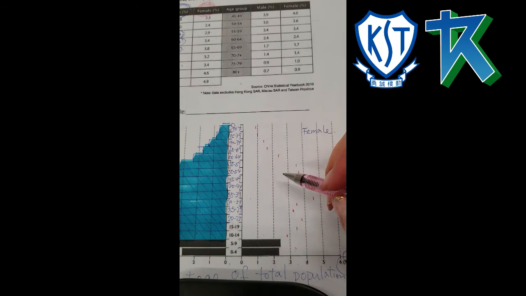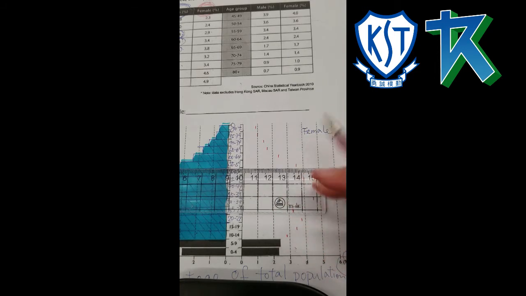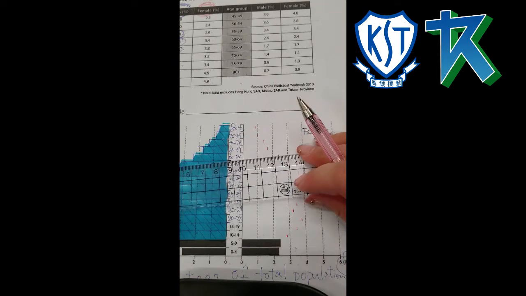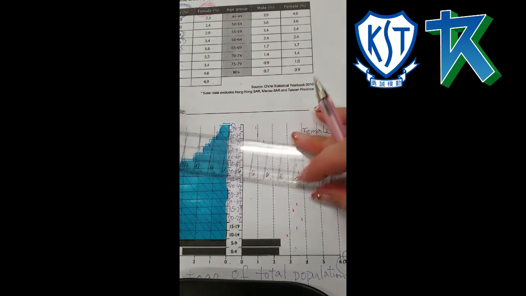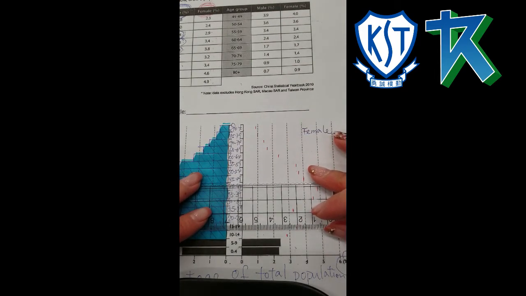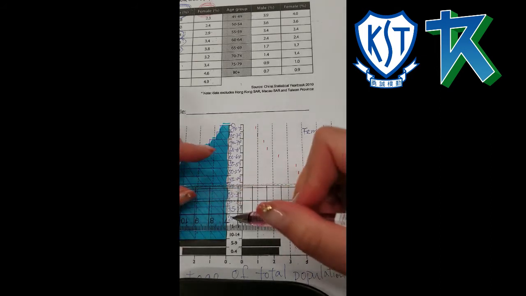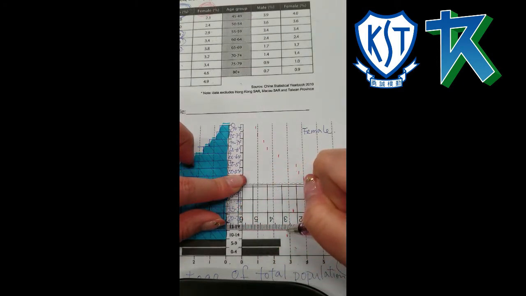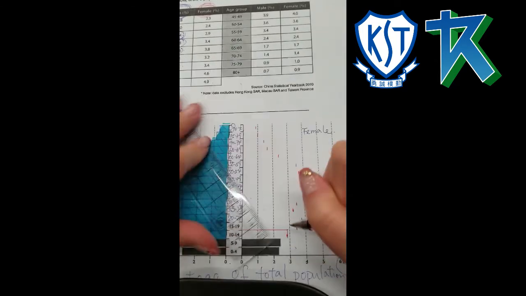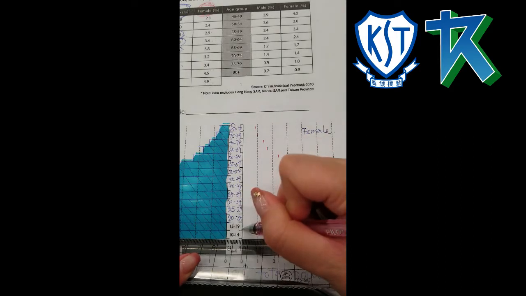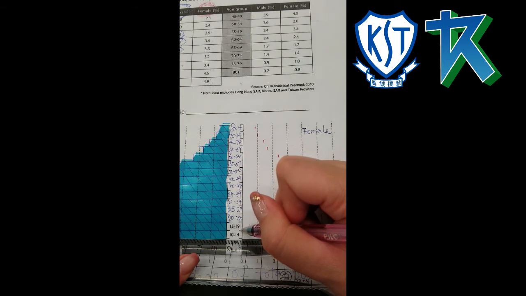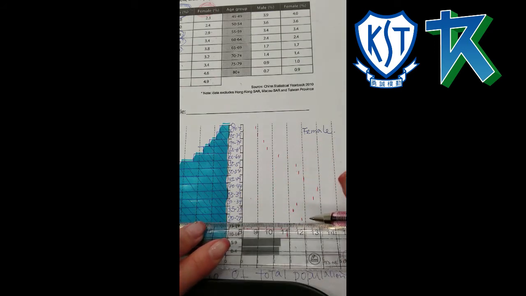Okay, so after you finish the dots here, can you remember the second step? The second step should use the ruler. You must use the ruler. If you didn't use the ruler in your exam or in your homework, you may lose a lot of marks. So the second step is to use the ruler to draw the bars of each age group, and make sure the line of the bar links up with the line in the age group boxes.